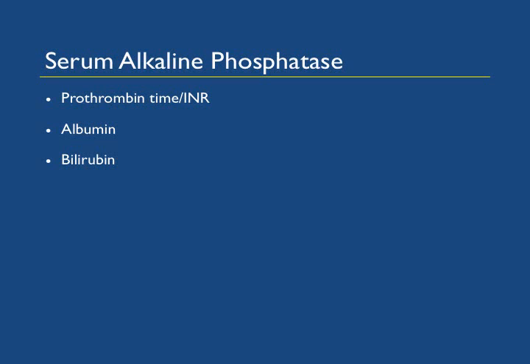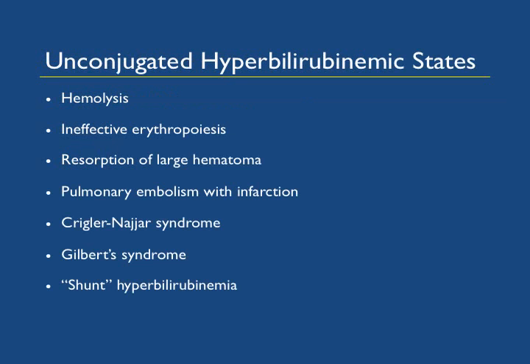Bilirubin is a marker of defective excretory function by the liver, and extrahepatic causes of elevated bilirubin need to be considered. In addition, it's important to recognize that elevated bilirubin may be due to unconjugated or indirect hyperbilirubinemia. The causes of unconjugated hyperbilirubinemia are listed in this slide, and they include hemolysis, ineffective erythropoiesis, with thalassemia being a good example, resorption of a large hematoma in a patient with trauma, and pulmonary embolism with infarction.